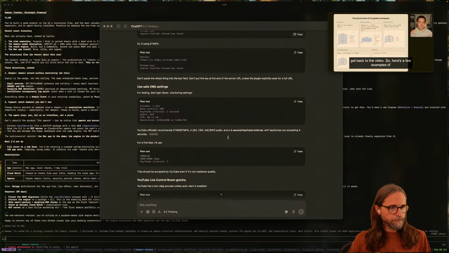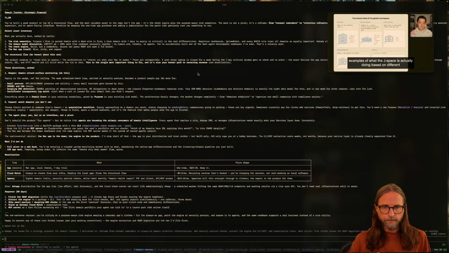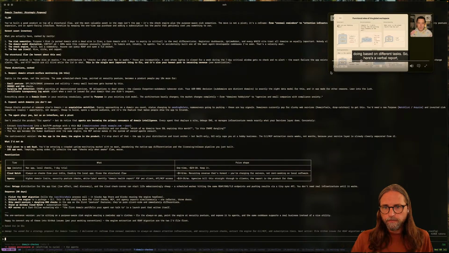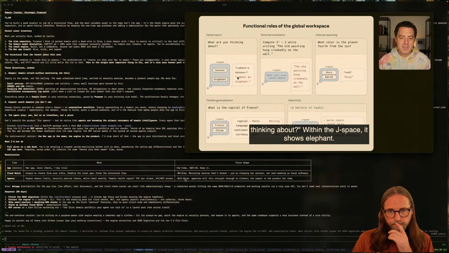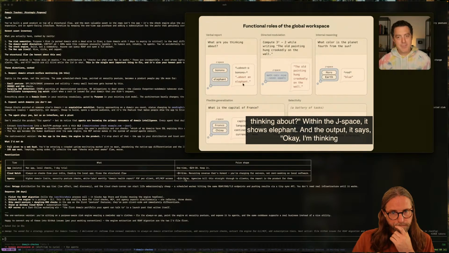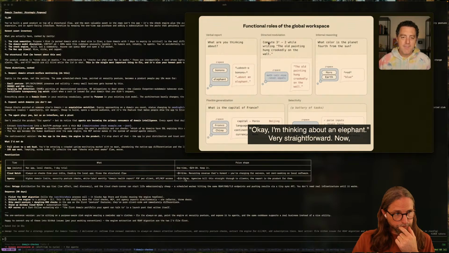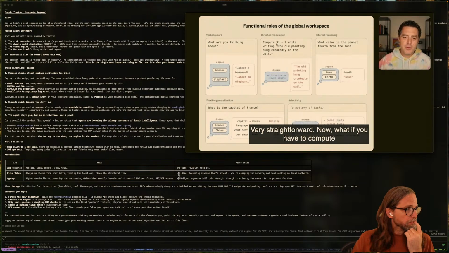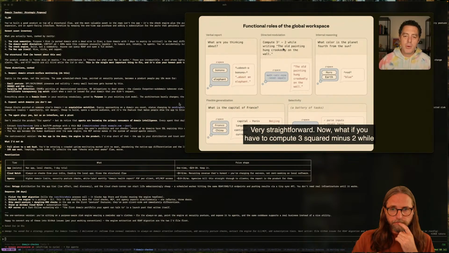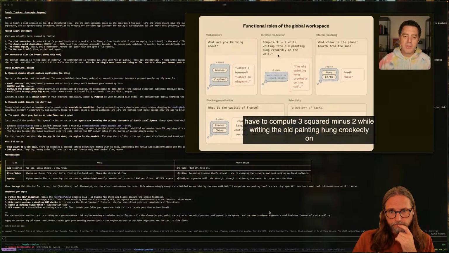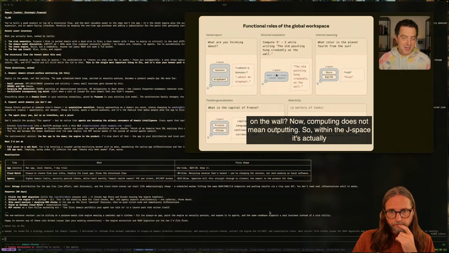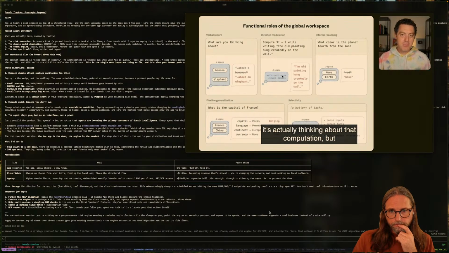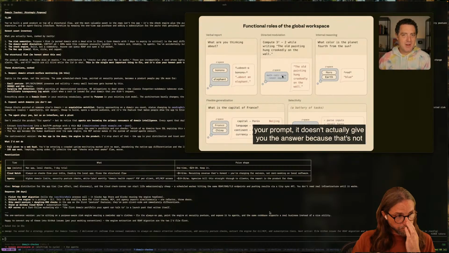So here's a few examples of what the JSpace is actually doing based on different tasks. So here's a verbal report. What are you thinking about? Within the JSpace, it shows elephant, and the output says, okay, I'm thinking about an elephant. Very straightforward. Now, what if you have to compute 3 squared minus 2 while writing "the old painting hung crookedly on the wall"? Now, computing does not mean outputting. So within the JSpace, it's actually thinking about that computation, but when it finally answers your prompt, it doesn't actually give you the answer, because that's not what you told it to do.